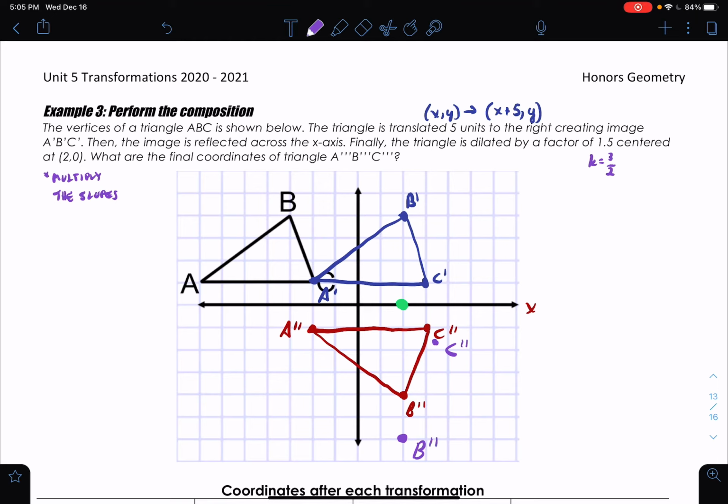And then to get to A double prime, I'm going to go down 1, to the left 1, 2, 3, 4. So instead of going down 1, I'm going to go down 1.5. Instead of going to the left 4, I'm going to go to the left 6. And these should all be triple prime because they're the third transformation that we're applying to our original pre-image.